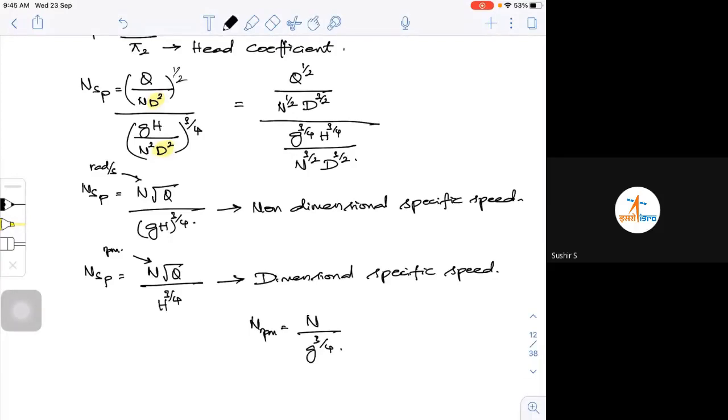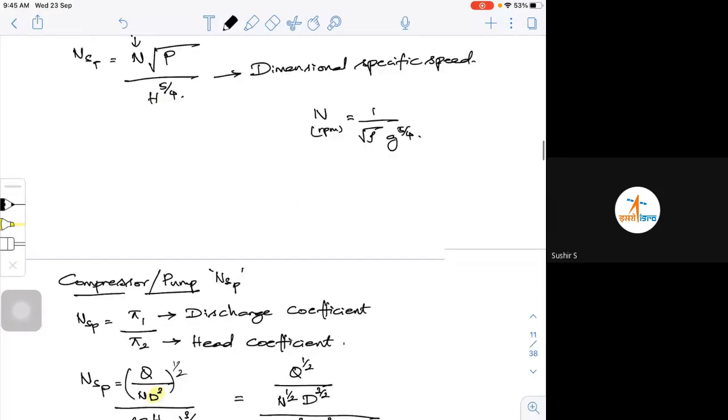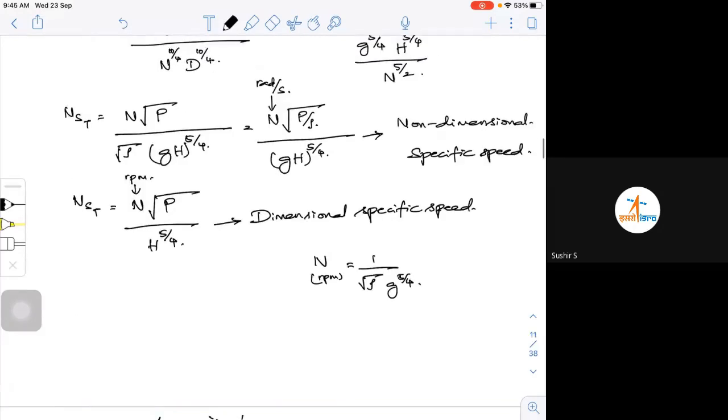Similarly, if I go for a turbine, what will be the formula? N root P by rho, G H to the power of 5 by 4. That gives the non-dimensional specific speed for a turbine. There also I can have as low as 0.03 or 0.02, and I can go to a very high number of 5 or 6 or 10, whatever it may be. There also I'm moving from a tangential flow kind of machine. So hydraulic turbines, if you look at it.